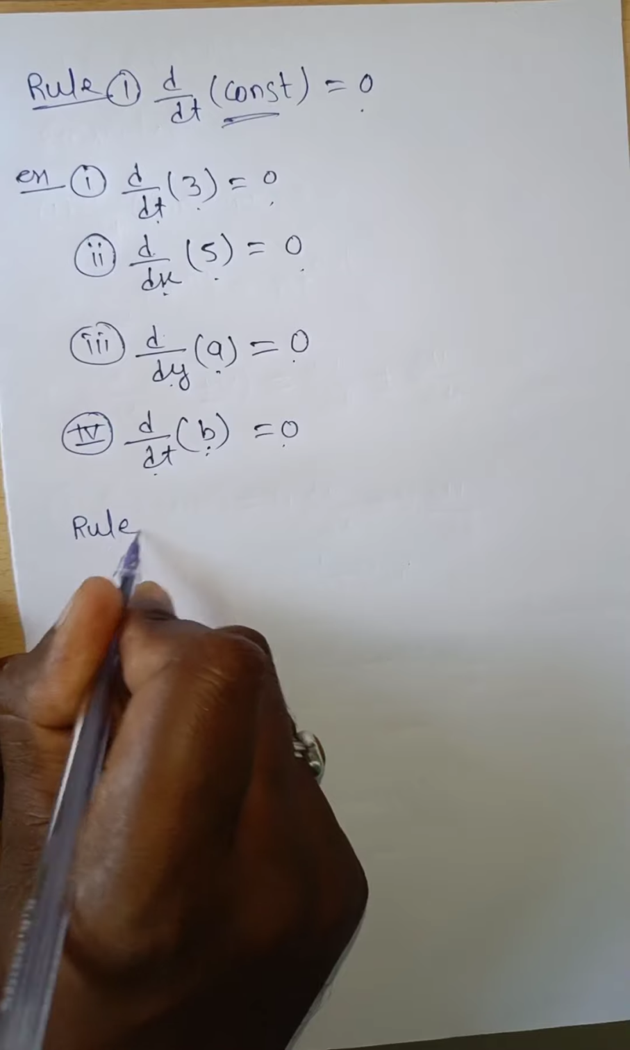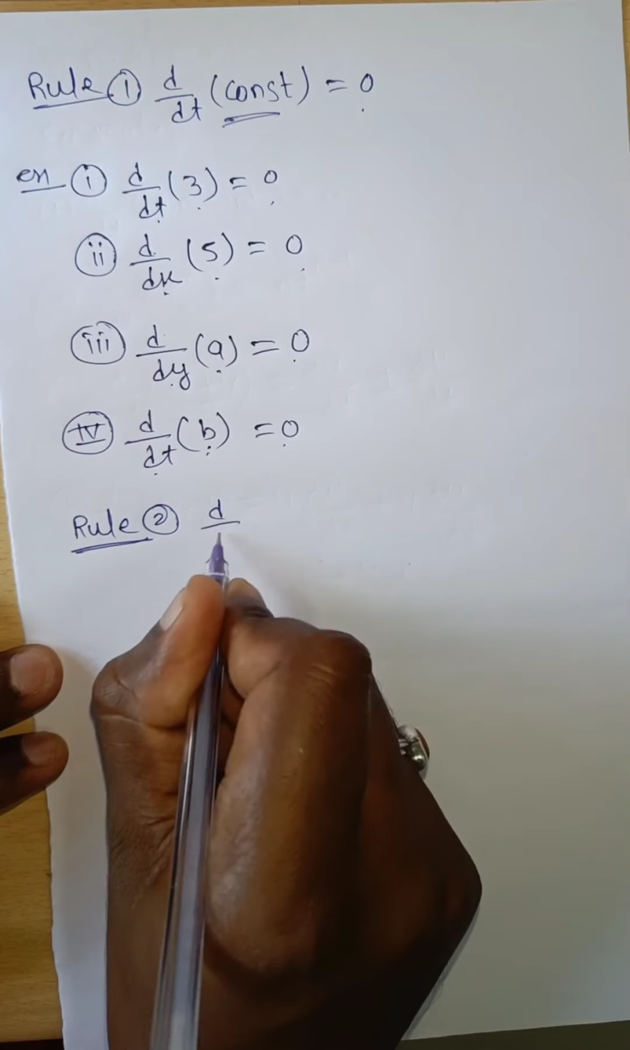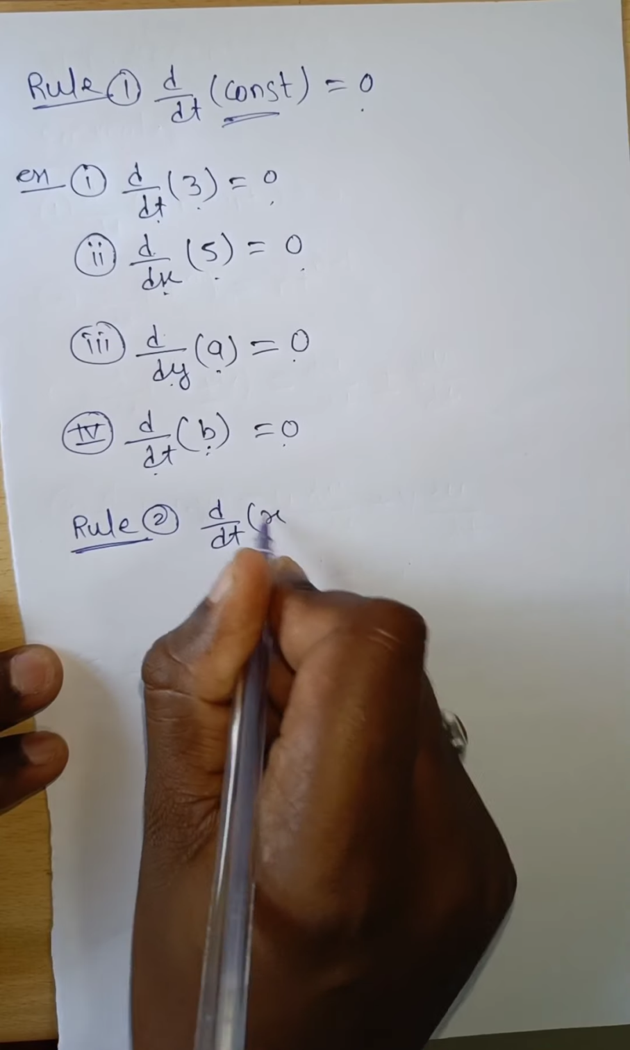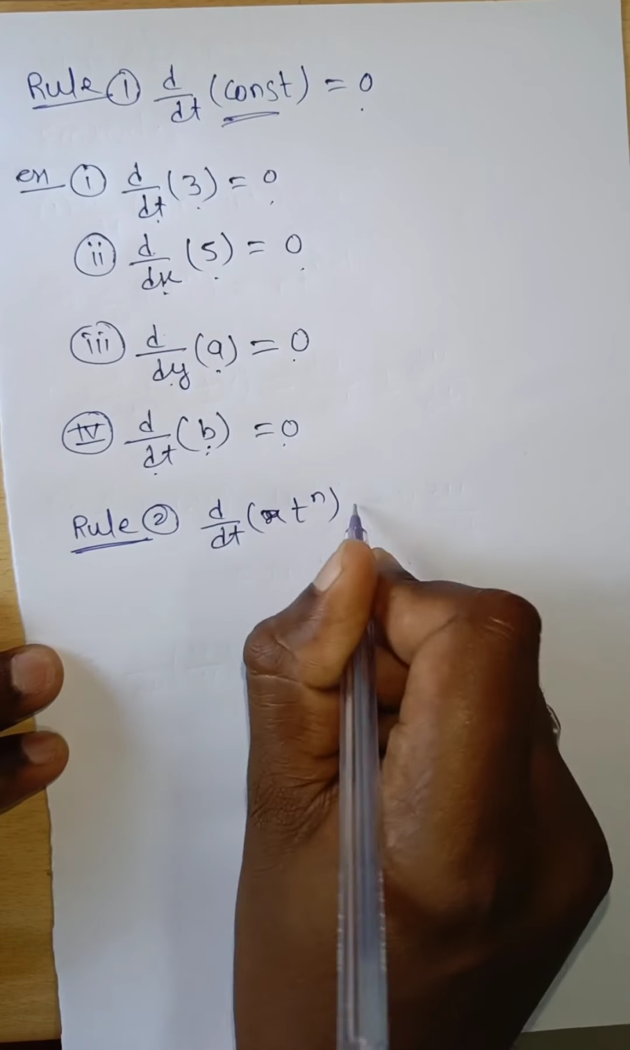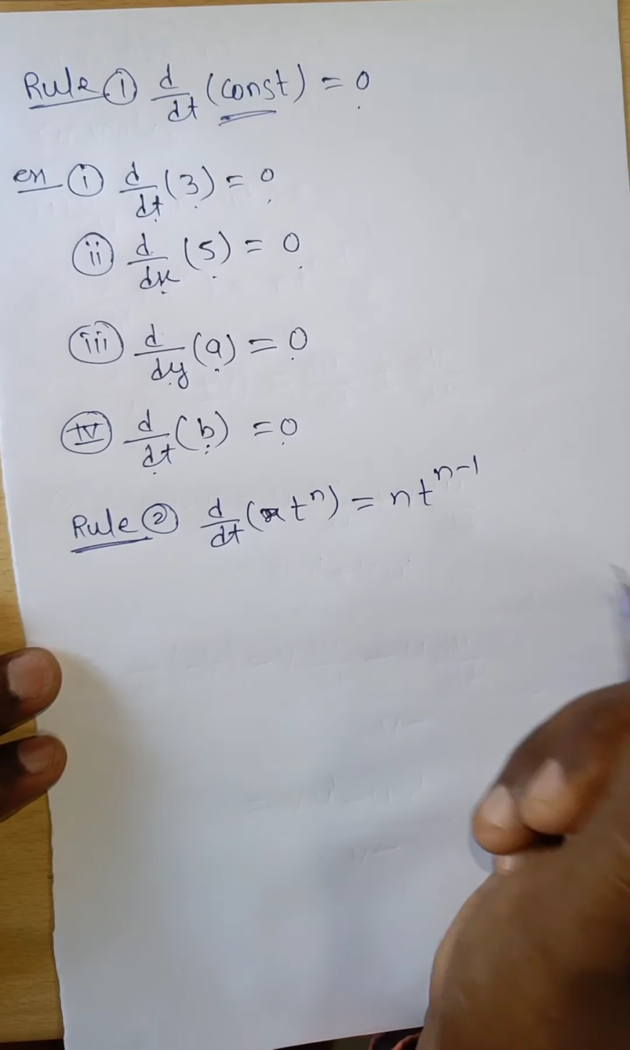Now rule 2, we have to apply rule 2. What is rule 2? d by dt of t to the power of n is equal to n into t to the power of n minus 1.